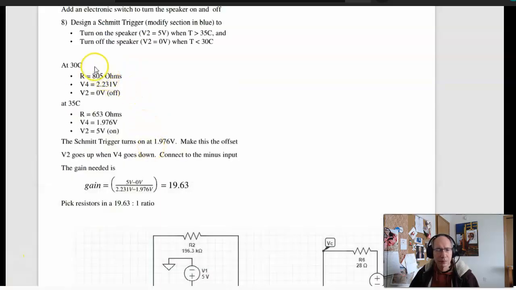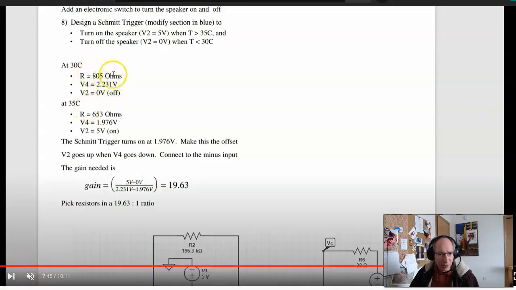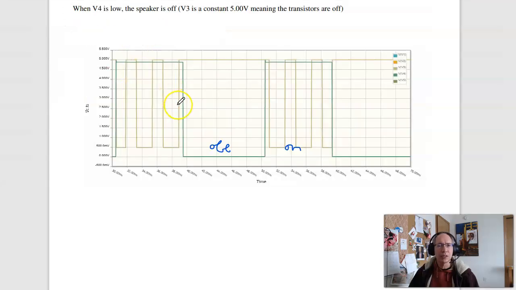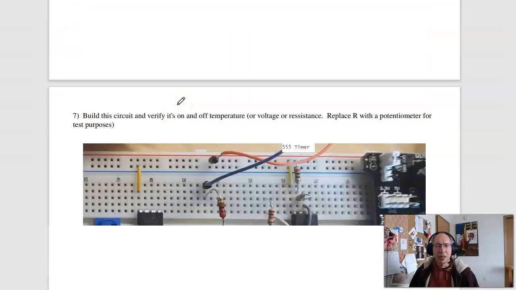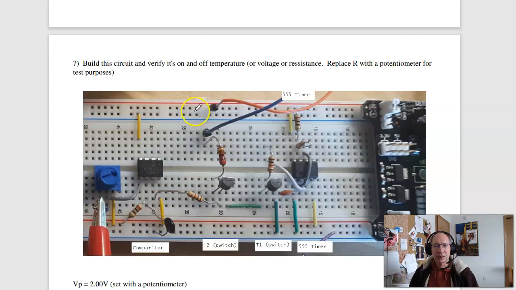Problem 8, as a Schmitt trigger, I want it to turn on at 30C, off at 35C. Pause. Okay, so that's a comparator. The on voltage is the same as the off voltage. The problem with comparators is, well, here's the circuit as a close-up.